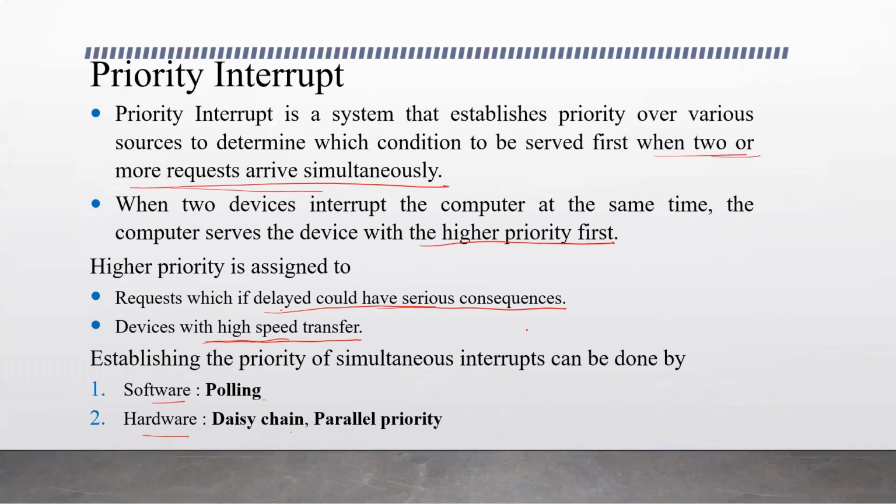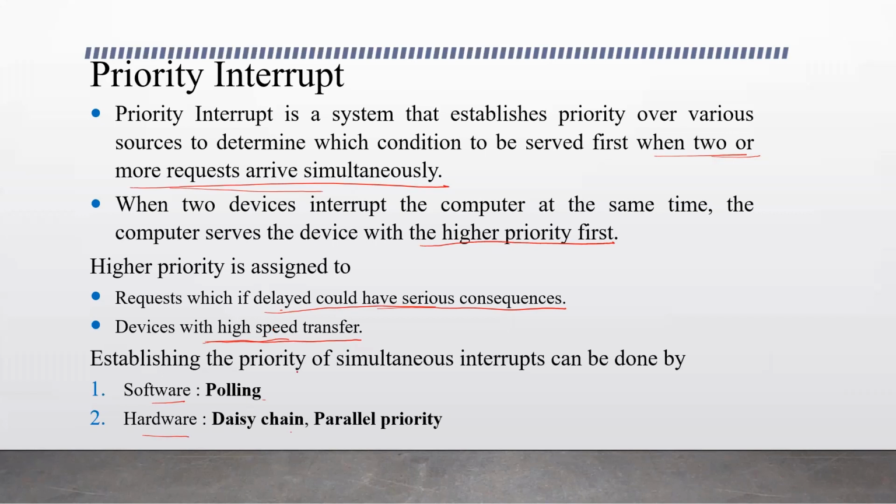And priority interrupt: this is a method used when there are many devices that request the CPU to serve at the same time. Many devices initiate interrupts to the CPU at the same time, so the CPU needs to order the devices based on priority. How is the priority assigned? It serves first the request that, if delayed, could have serious consequences, or the devices that perform at high speed.